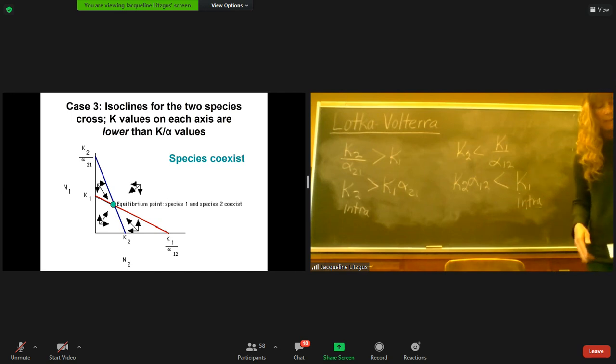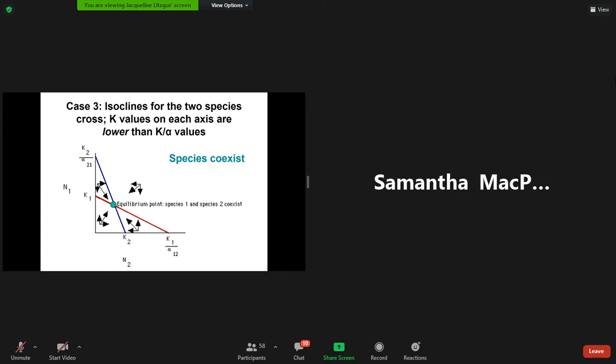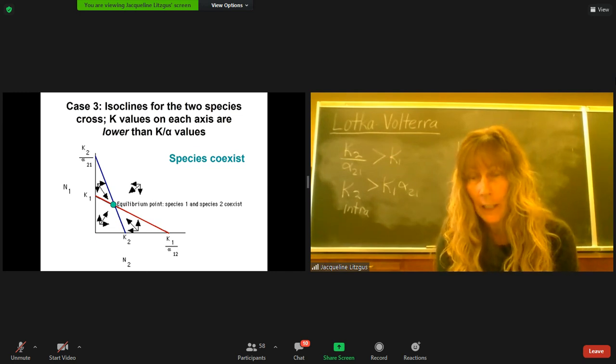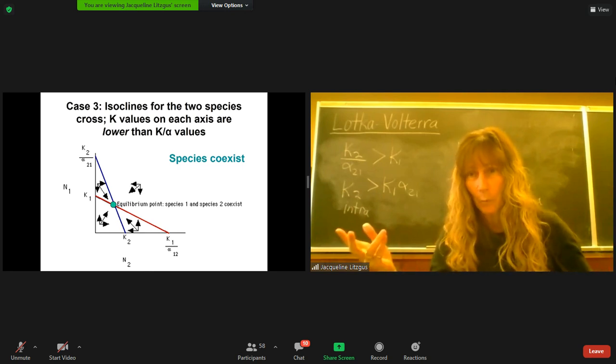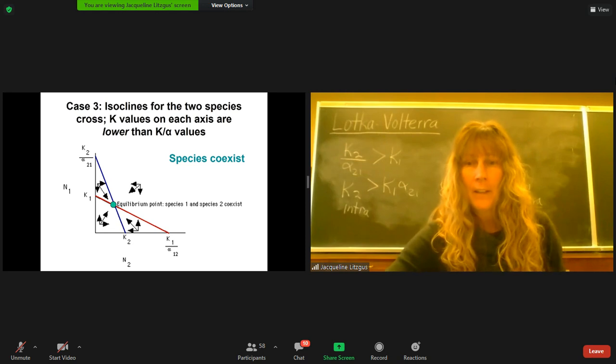They can coexist, okay? Would this only occur if the species operated in different niches? Yes, and that's such a good question. I have an example at the end of birds and seed sizes that shows this as a more realistic example. Excellent question.